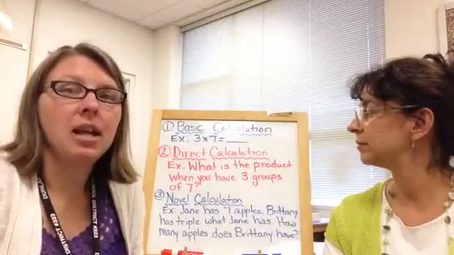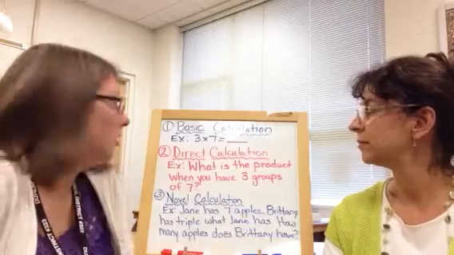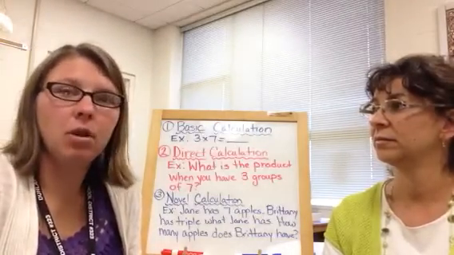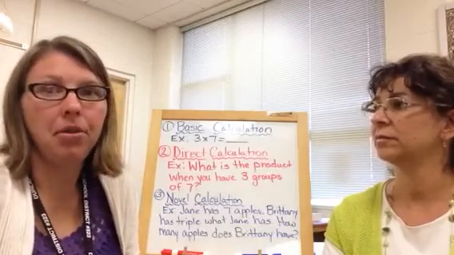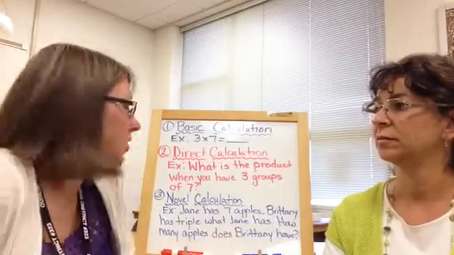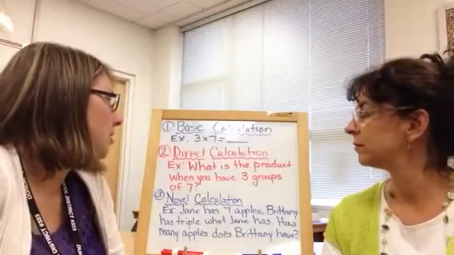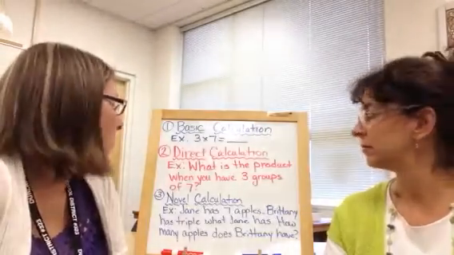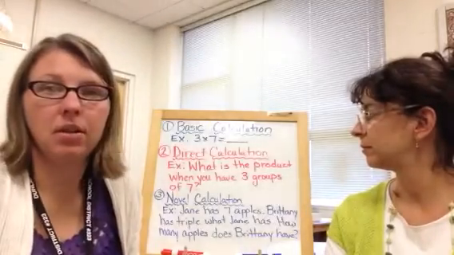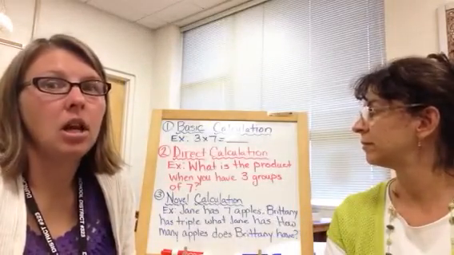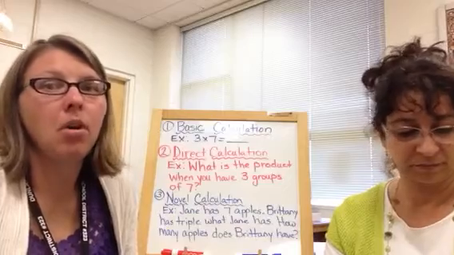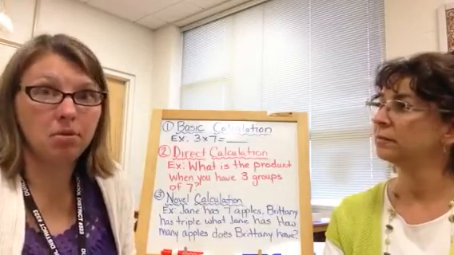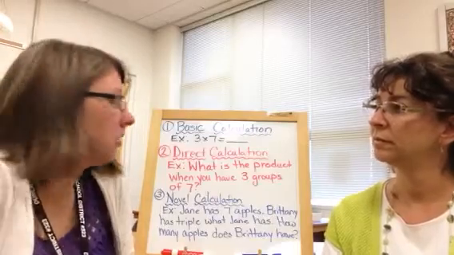From there then, the next type of question is called a direct calculation question. And this is still wanting the answer to a similar type of problem, but they're going to ask it in a different way. So for that same type of problem, a direct calculation question might look like, what is the product when you have 3 groups of 7? So they kind of change things around. They don't use that multiplication symbol. They want students to understand product, and they're talking about groups of as opposed to saying times when they're multiplying there.